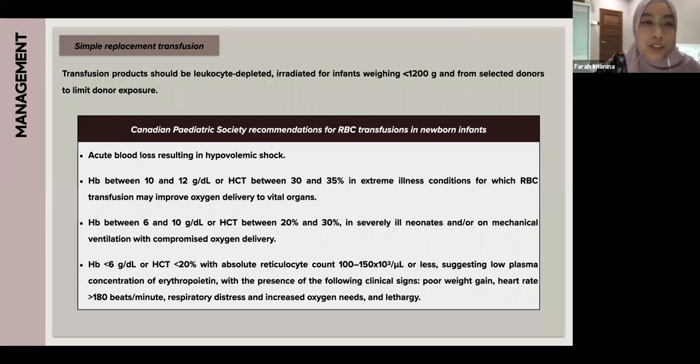So the first management that we can give is simple replacement transfusion or blood transfusion. Usually the blood product that we will give to the patient should be leukocyte depleted, irradiated for infant weighing less than 1,200 gram, and we pick from selected donors to limit donor exposure. Listed here are just the indications for blood transfusion. I think you guys can read later.